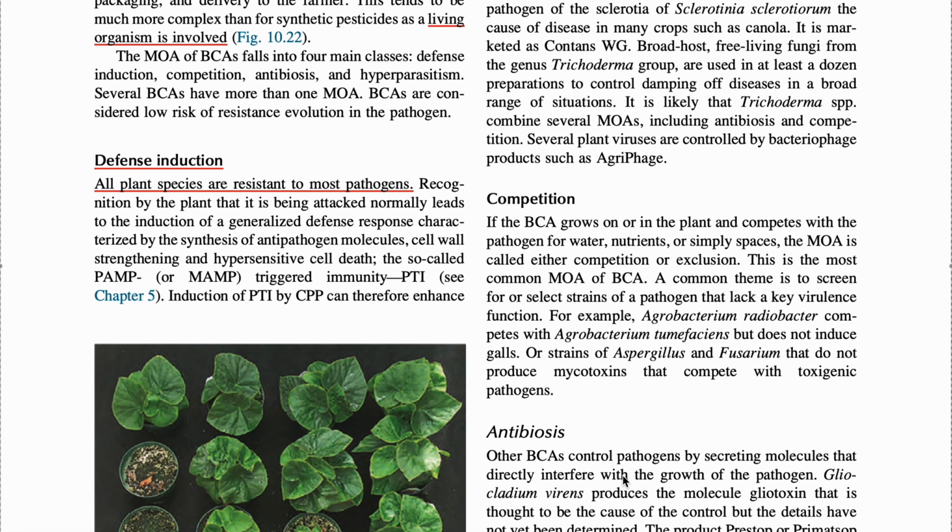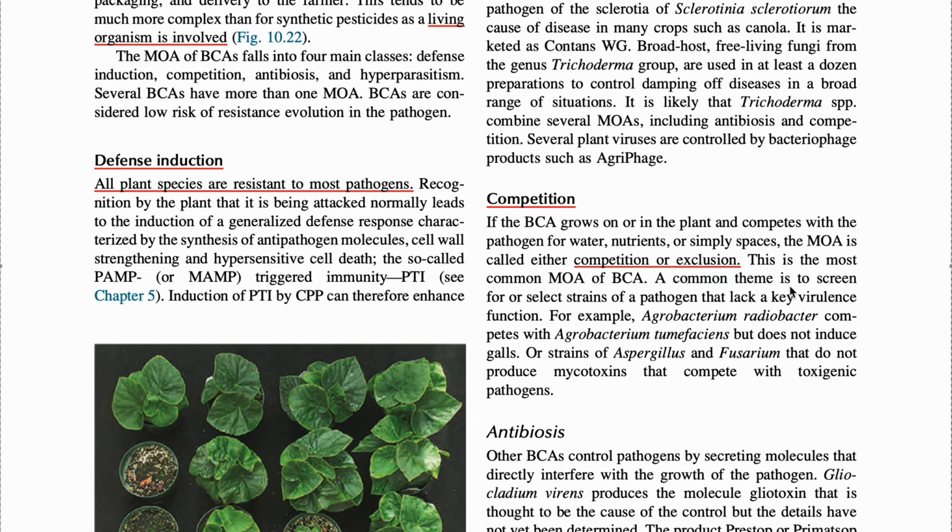Next, competition. If the BCA grows on or in the plant and competes with the pathogen for water, nutrients or simply space, the MOA is called either competition or exclusion. MOA is what till now? This is mode of action. So in the case of biocontrol agents, if they compete with the pathogen for water, nutrition, supply, there will be this race of who will win. So in this case, the MOA will be competition or exclusion. This is the most common MOA of BCA.